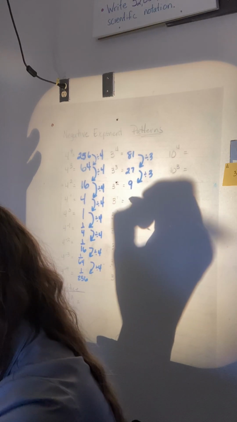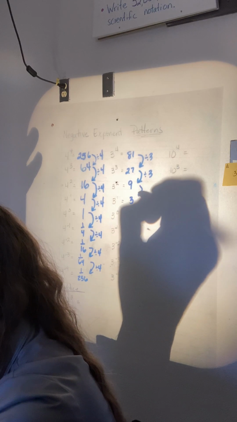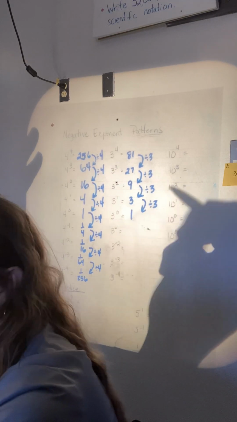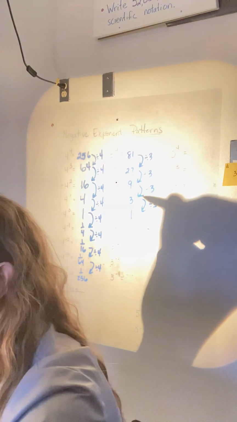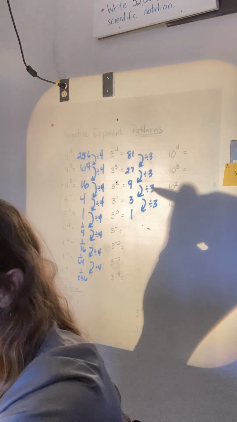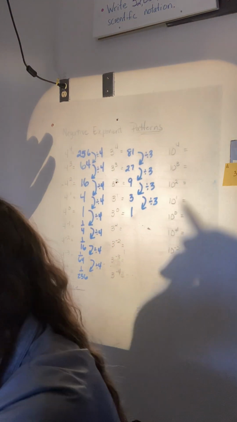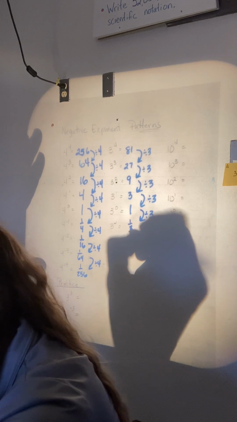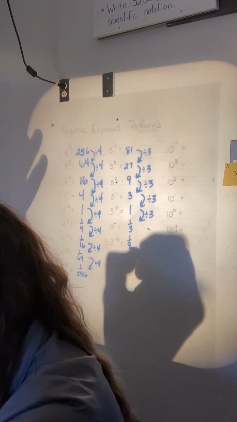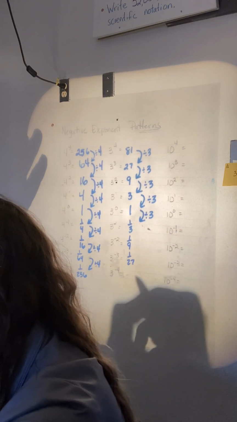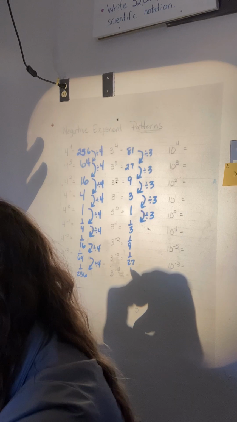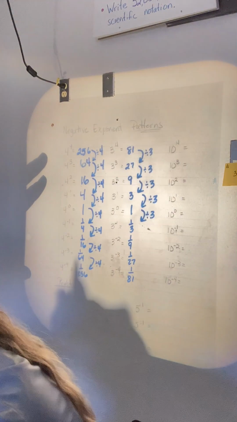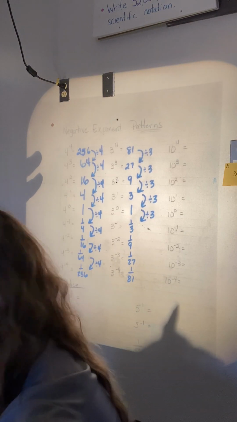So 3 to the first power is 3. I'm dividing by 3 each time. Divide by 3, and there it is again. 3 to the 0 power is 1. Anything to the 0 power is 1. Okay, we go again. Divide by 3. 1 over 3. What's the next one? 1 over 9, then 1 over 27, and then 1 over 81. So in your journal, 3 to the negative third is not negative 27. What is it?